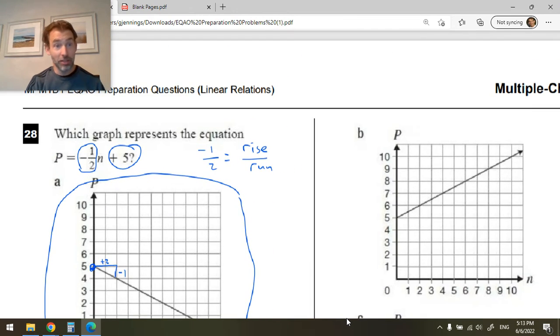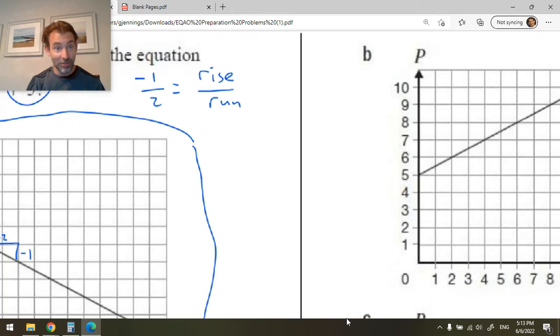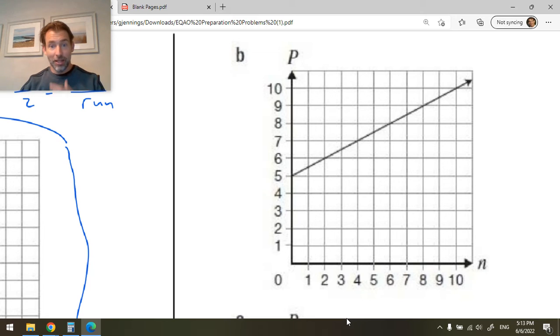I'll tell you the equations of the other lines to do a little bit of teaching for you. This one is P is equal to 1/2 n plus 5. This one is very close to the correct line, but it needs to have a negative slope. This one has a positive slope. See, the run is 2, the rise is 1. That's plus 1 plus 2. Notice that this has a positive sign.